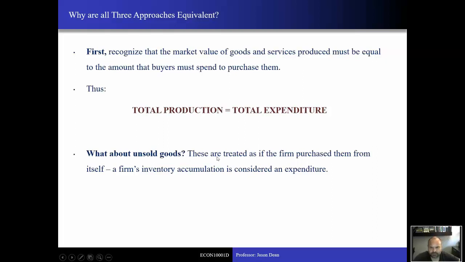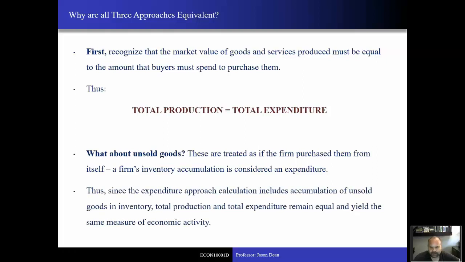So clearly you have a bunch of firms in the economy, they produce stuff, and so the total expenditure should equal total production. If some of their production wasn't purchased, we think of the firm purchasing it for themselves, in terms of investment in inventory.